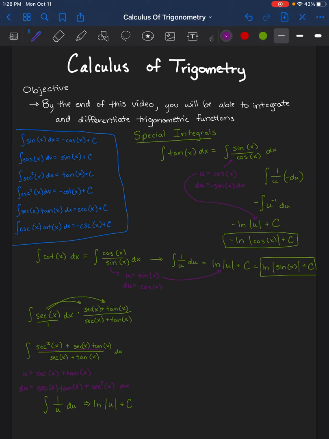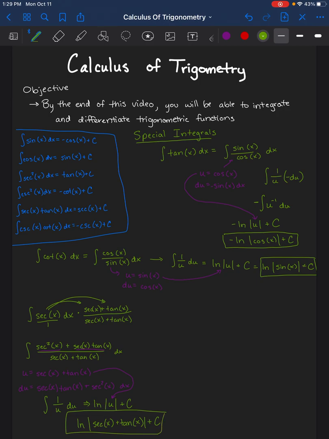And again, I need to go back and remember, hey, what was that u that I switched it out for? What was that original variable? Well, in this case, it was secant x plus tangent x. So my final answer is going to be the natural logarithm of the absolute value of secant x plus tangent x.